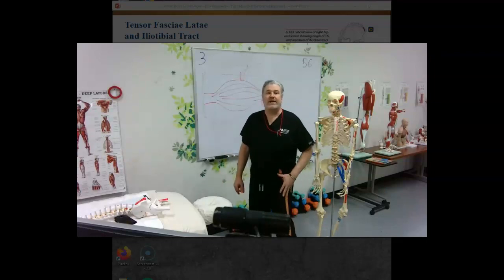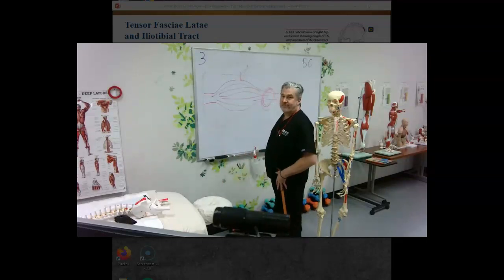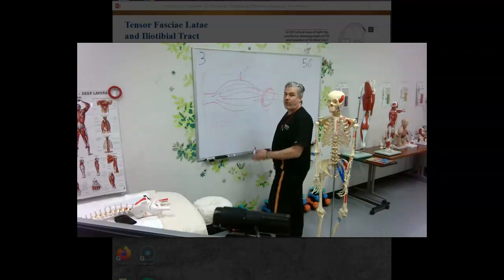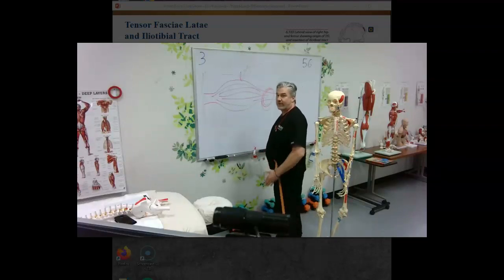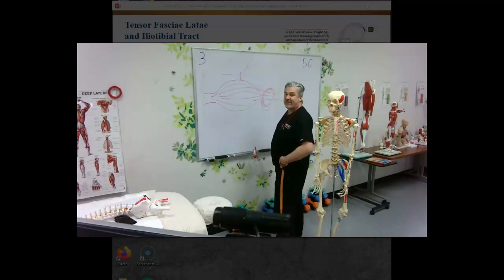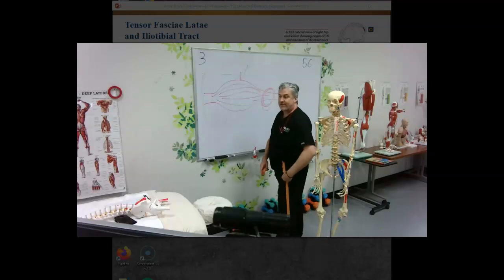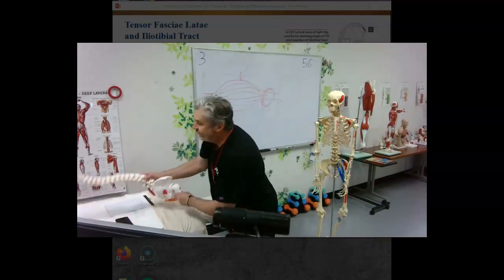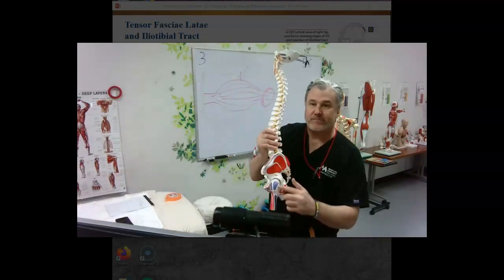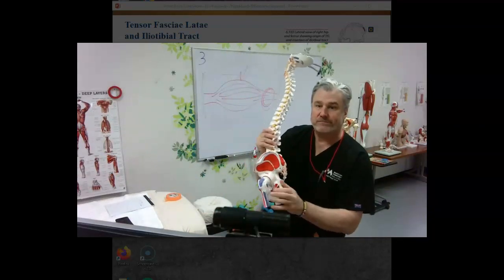What's cool about it is you don't want it tight all the time. Sometimes I'm running straight forward and I don't want it that tight. I want to be able to move straight forward. I only want it tight when I'm doing lateral movements. If it's tight when I'm running straight forward, guess what it does? It clicks. If it's really tight, it clicks over my greater trochanter.